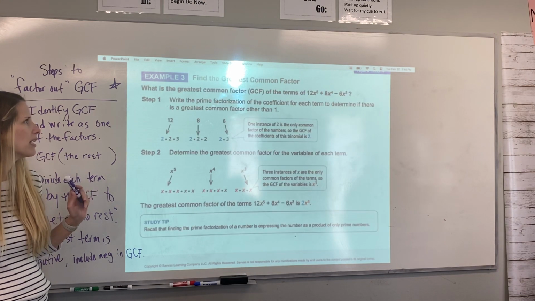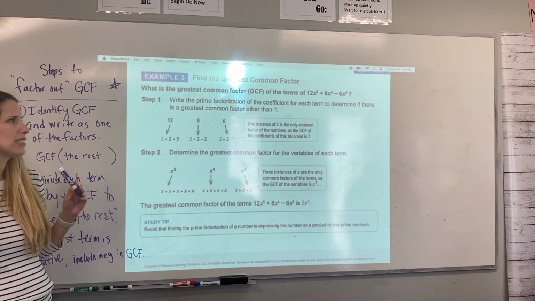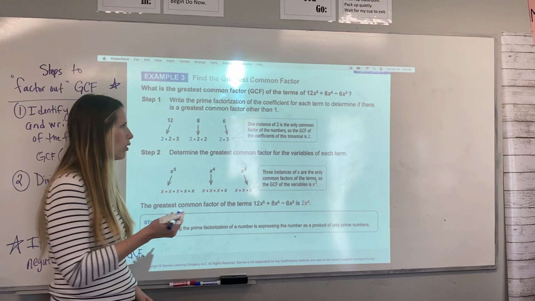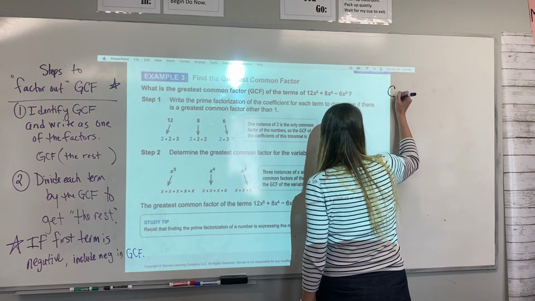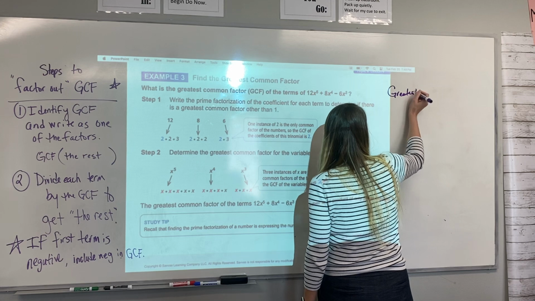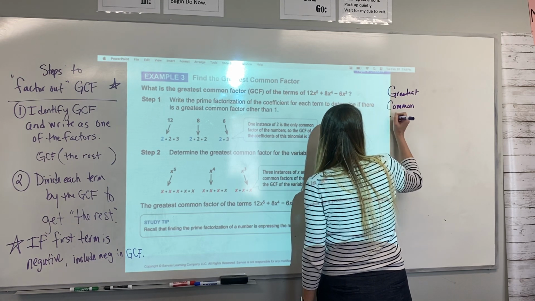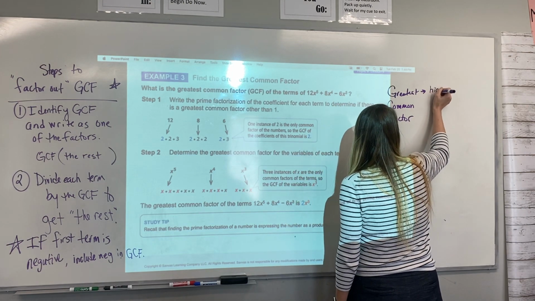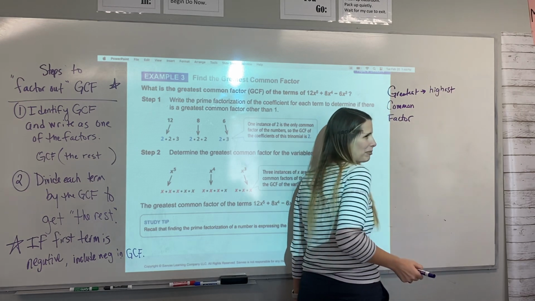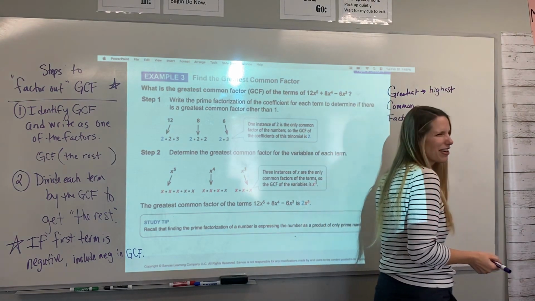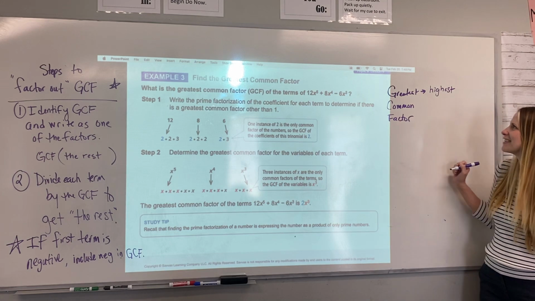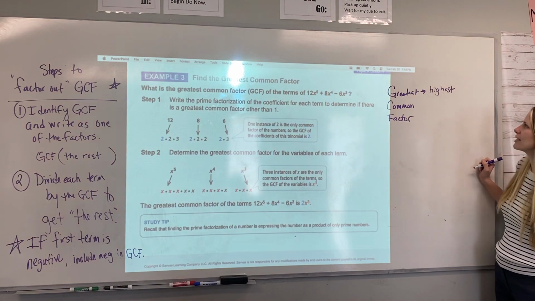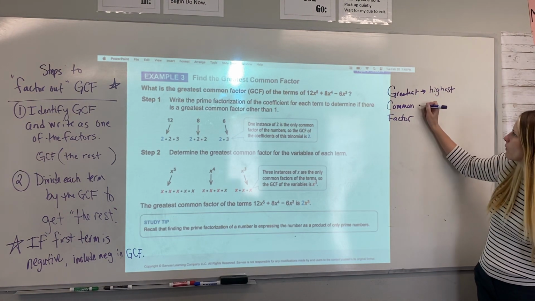Then we practiced a little bit. Now we're talking about finding the GCF of a polynomial. Now, remember, what is a GCF? Greatest common factor. Good. Greatest meaning highest, not greatest like the best. Greatest meaning the highest. Common meaning what?